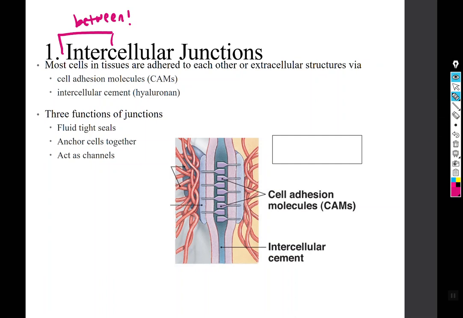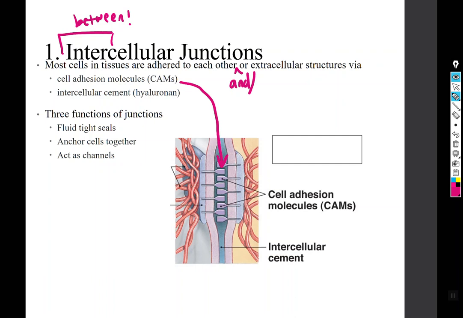Okay, so most cells and tissues are adhered to each other and/or, I'm going to add an and here, the extracellular matrix via cell adhesion molecules, which are things like proteins that stick to other proteins, and substances that they excrete called hyaluronin, which is an intercellular cement. So you've got a really robust two-piece system. One is an actual large protein molecule or some such, and the other is some kind of ooze that the cell excretes.